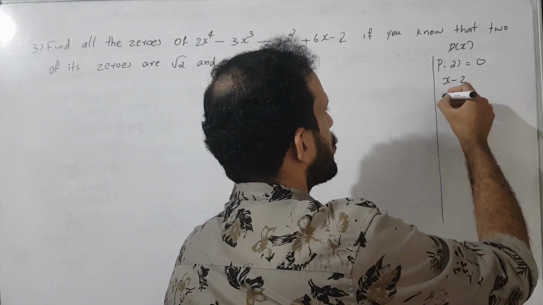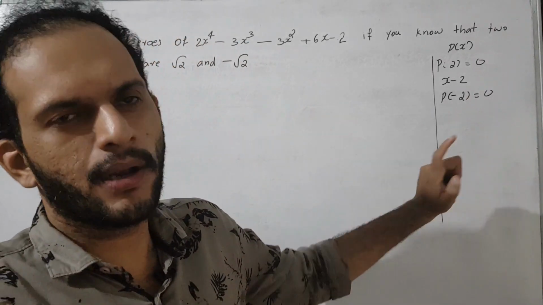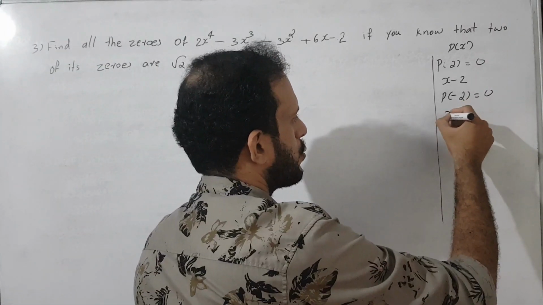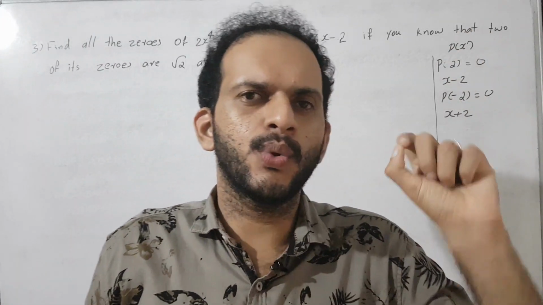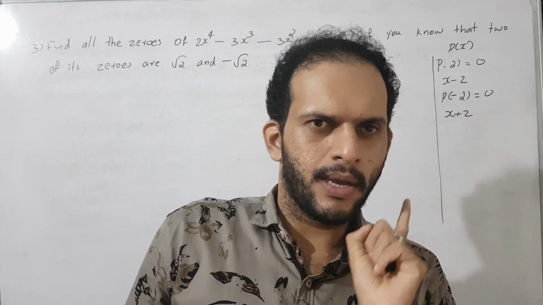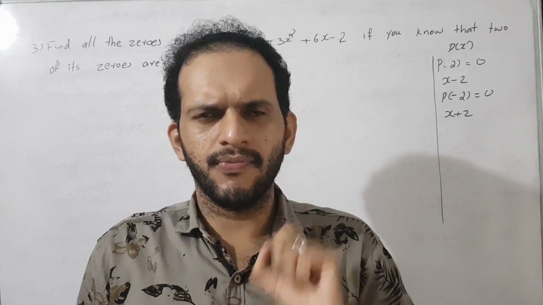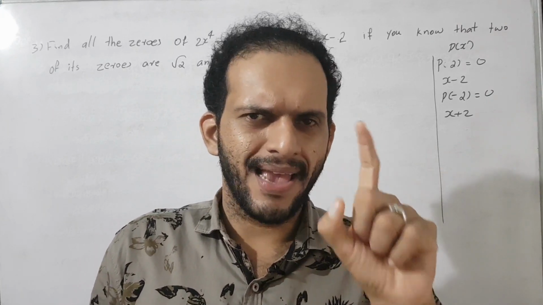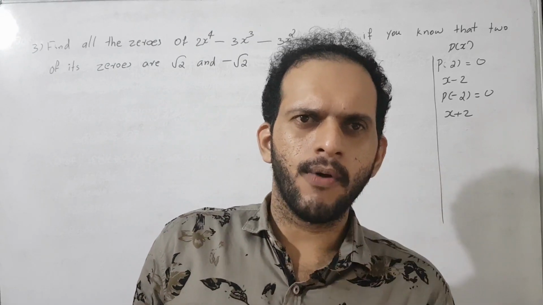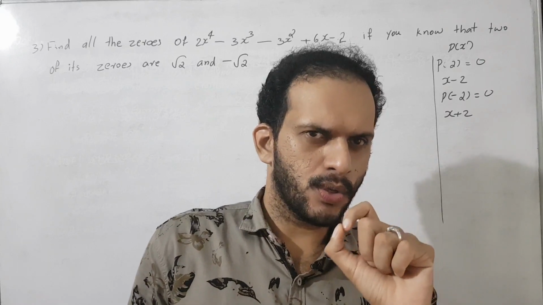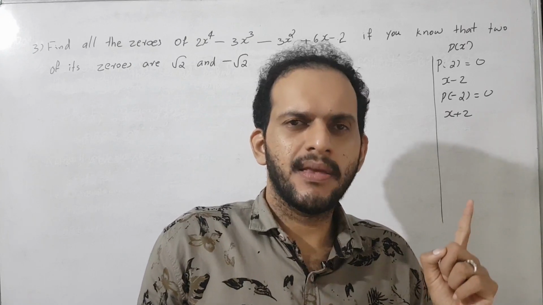If p of minus 2 is equal to 0, that means minus 2 is a zero of the polynomial, then what is the factor? The factor is x plus 2. If 2 is a zero of the polynomial p of x, what will be the value of p of 2? It will be 0. Then the factor is x minus 2. Correct. If a is a zero of the polynomial p of x, then p of a is equal to 0. If p of a is equal to 0, then x minus a is the factor.